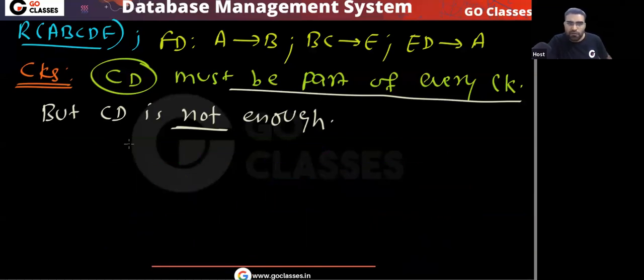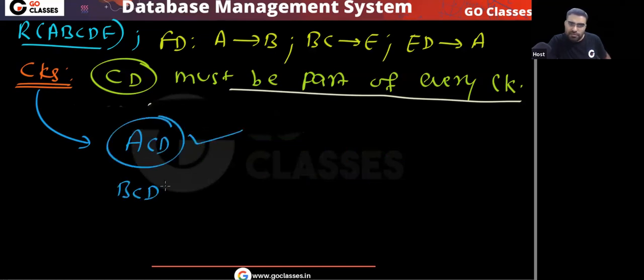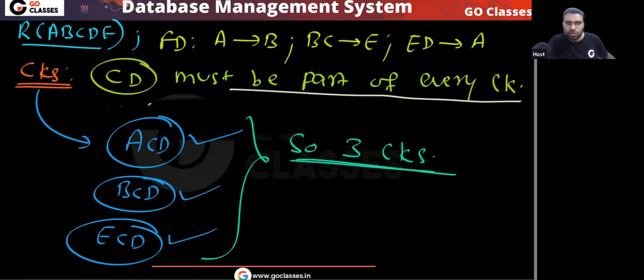Finally, what are the candidate keys? Tell me. For this question, the candidate keys are ACD, this is a candidate key. BCD, this is a candidate key. And ECD, this is a candidate key. So 3 candidate keys are there. Is this clear? Understood? Let me know. Is this question clear?